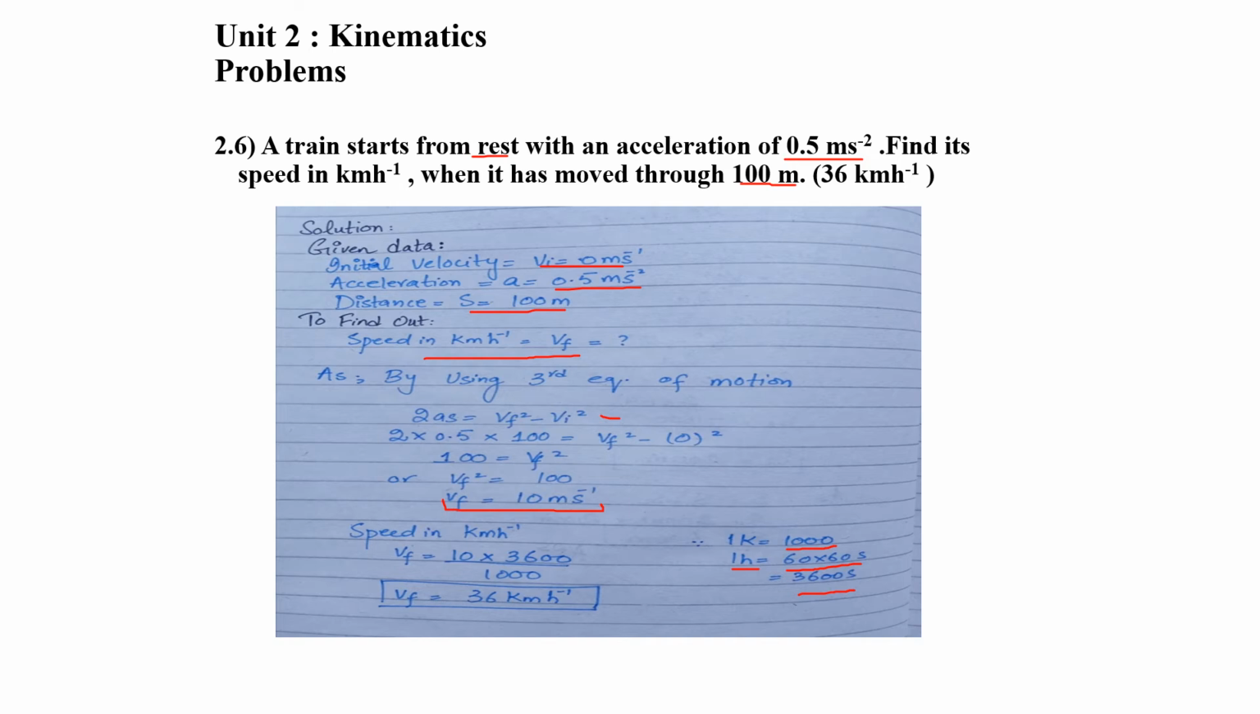So what we have to do, we have to multiply by 3600 and divide by 1000, because hour is in the denominator, hour to the power of -1. So when we divide 1 by h, it will automatically multiply with 3600, and this kilo will be divided by 1000, right? So 1 kilo divided by 1000, right? So we get the answer. Vf is equal to 36 kilometer per hour.